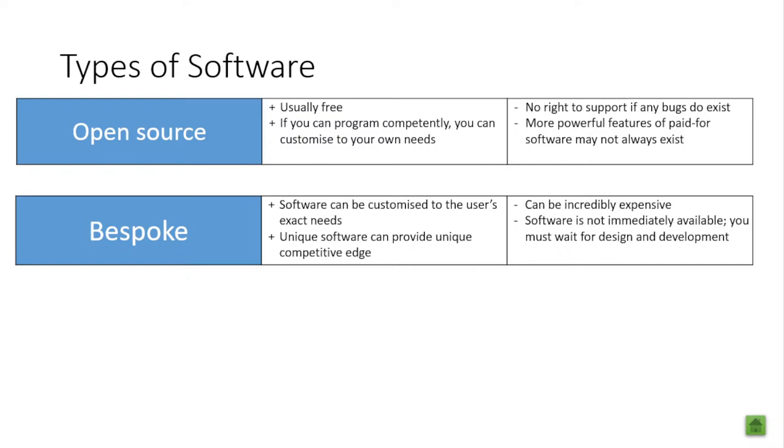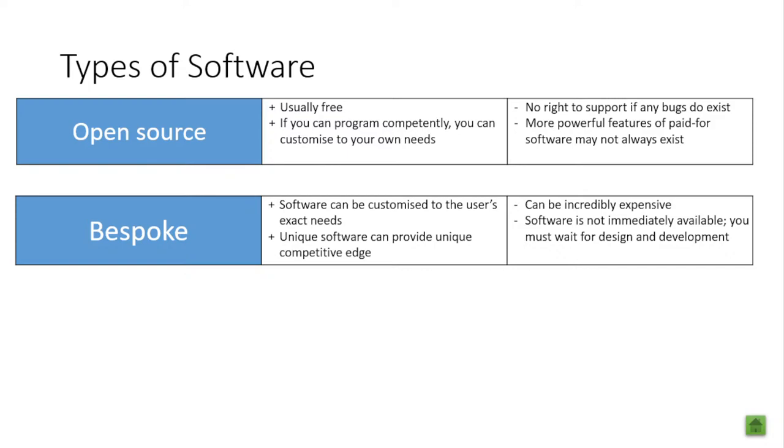So our next one is bespoke software, the most expensive of all because it is very, very customized. Software can be customized to the user's exact needs. Unique software can provide a unique competitive edge. And normally we create some bespoke software if there is a need that is so niche or that has not been created before. That's why we'd have to go down the bespoke route.